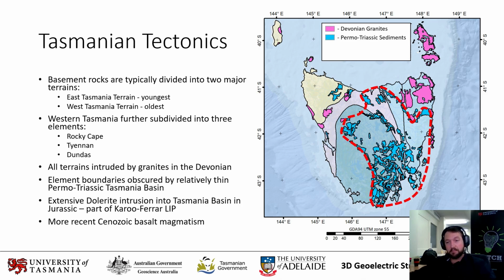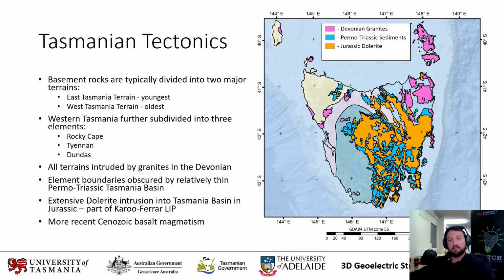After the Carboniferous, we saw a return to sedimentation with the deposition of Permo-Triassic sediments of the Parmeener Supergroup. These were extensively intruded by dolerite in the Jurassic as part of the Karoo-Ferrar large igneous province, with other outcropping examples observed in South Africa and parts of Antarctica. This was a large-scale tectonothermal event that immediately preceded the breakup of Gondwanaland.